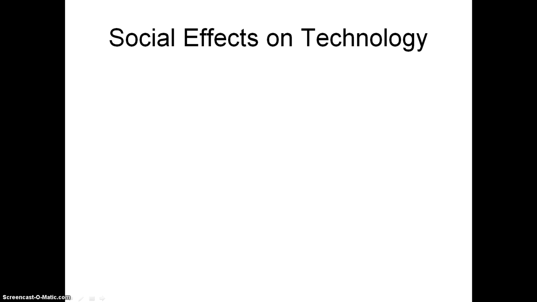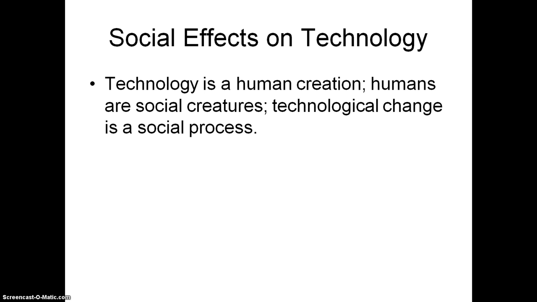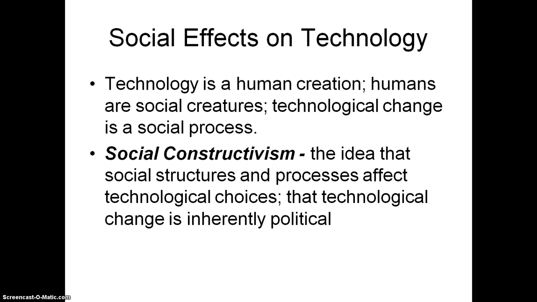Let's talk about the social effects on technology. Technology is a human creation. Humans are social creatures, so technological change is a social process. There is a theory called social constructivism that states the idea that social structures and processes affect our technological choices, that technological change is inherently political. And when I use the word political, I'm not talking government political, I'm talking day-to-day, where we fit into social structure type of political.